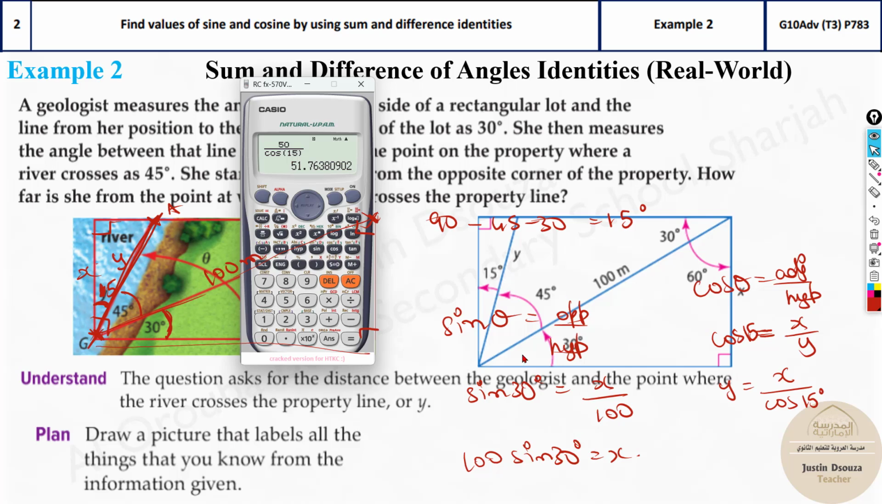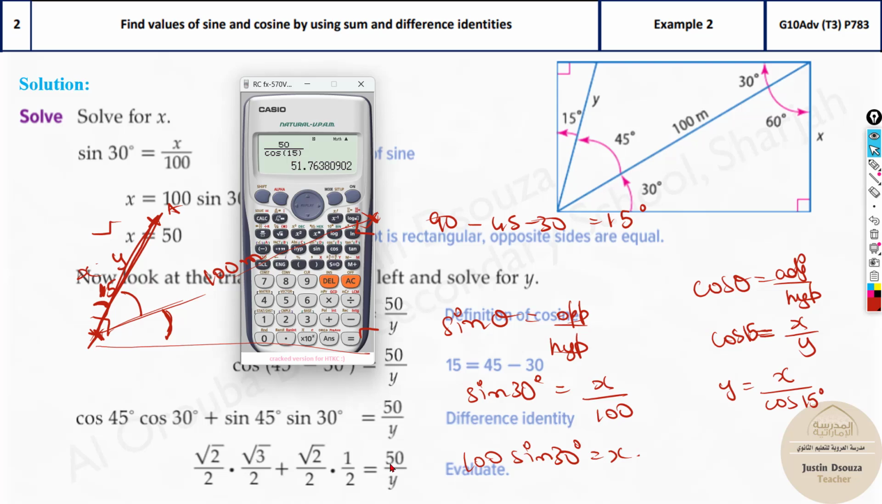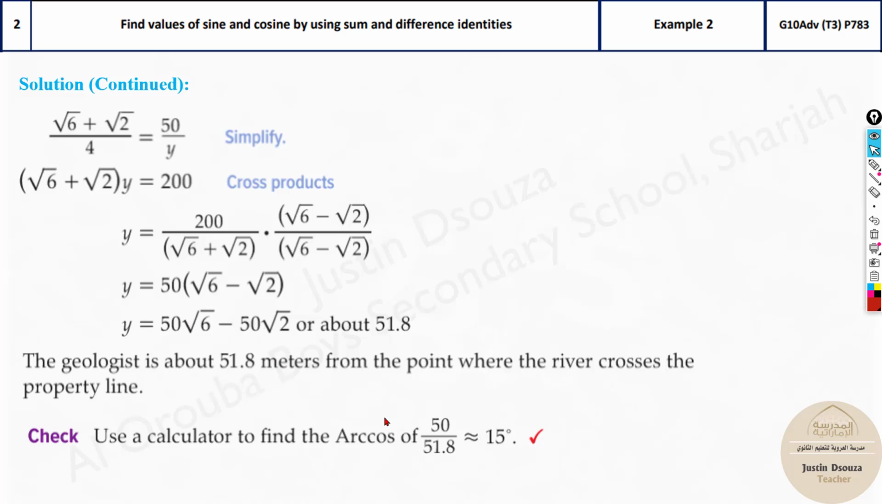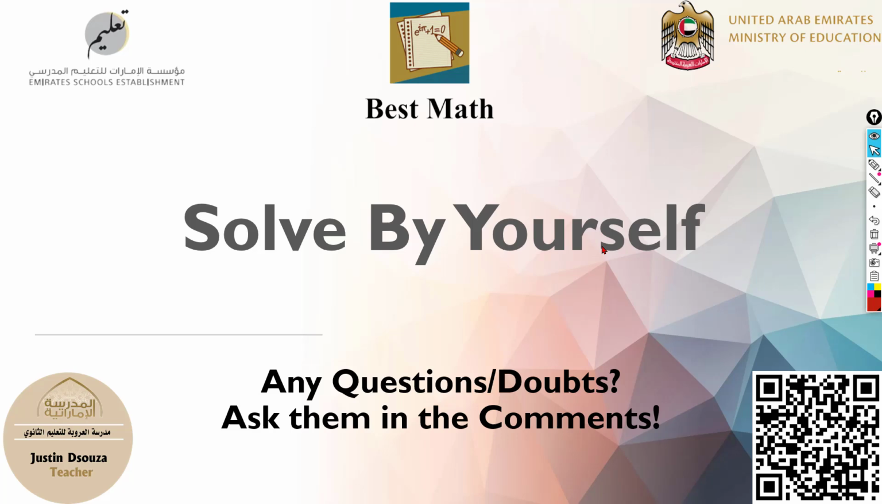Let's just check the answer. Here the figure is drawn again, and as you can see, yes, we got the same answer. It's 51 point, approximated to 8. That's the correct answer. So this is how easily you can solve it. Please try to understand the relationship between the trigonometric functions, how they connect the hypotenuse, adjacent and opposite sides, and then it will be very easy.